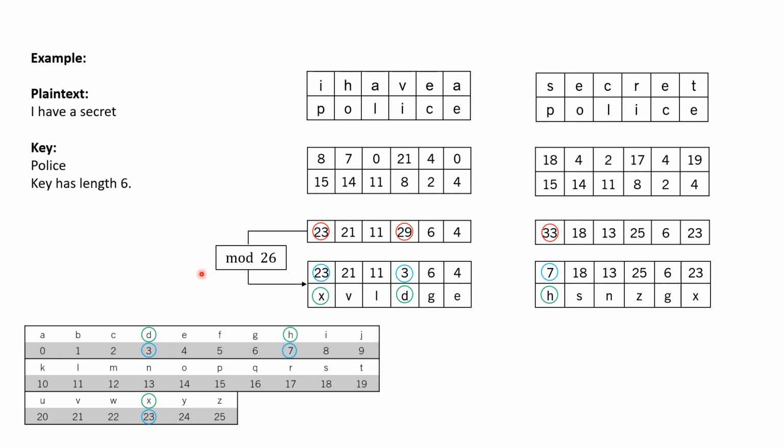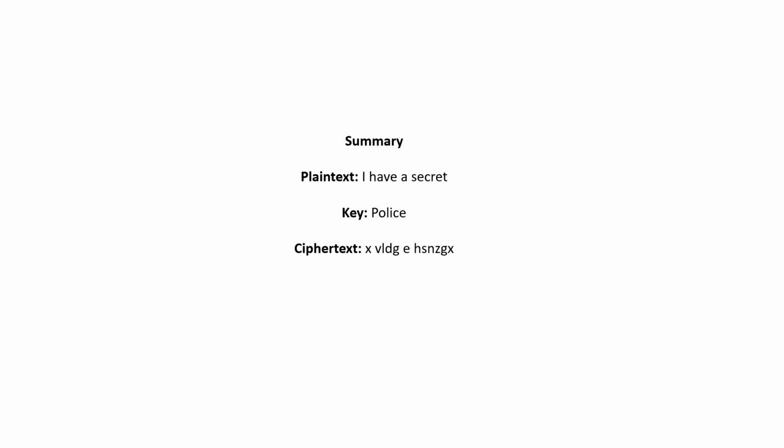But before getting there, we'll just have a quick recap of what we've done so far. We've started with a plain text, I have a secret. We divided it into 2 blocks. We used the key police and added the word police to the secret, did some mathematical operations, and we got the ciphertext that you see down below, which looks pretty much like nonsense.